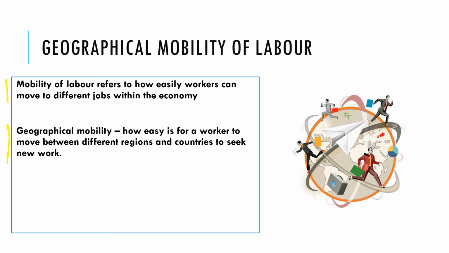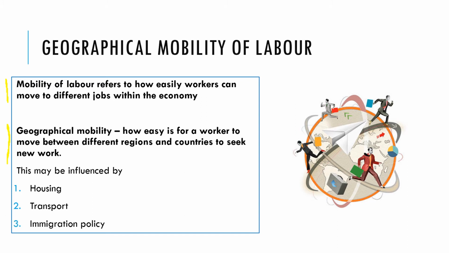What will influence the geographical mobility of labour are a number of things. Things like housing. What about house price differentials? If one area of the country has much higher house prices than another, that might prevent geographical mobility of labour. Transport as well. If there are good transport links, people can move more easily for jobs. Also, immigration policy. If we look at it on a more international scale, immigration policy will have an impact on whether people can move between countries to seek work.